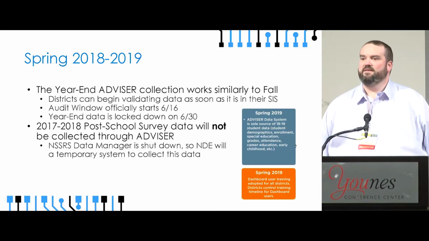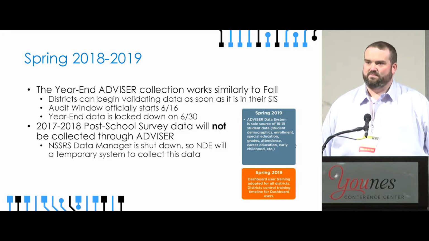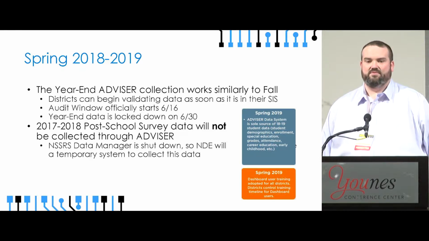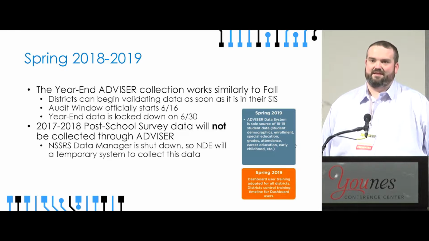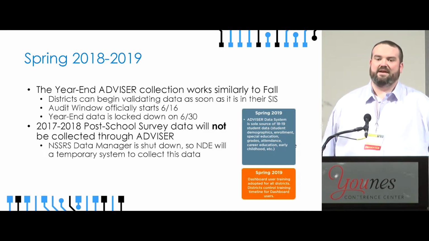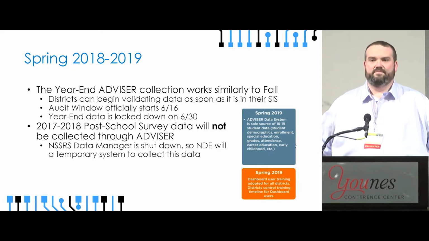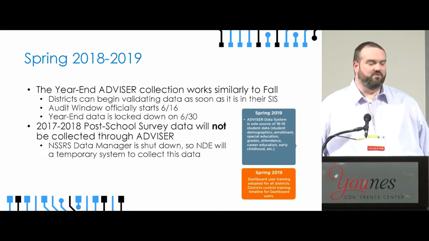So as we get to the end of spring next year, the year-end process will work very similar to the fall. There's an audit window. At the end of the audit window, we make another copy of your data and lock it down. You will be able to see that locked data through the Advisor validation site reports. We didn't have that set up for this year, but next year you'll be able to see specifically what does my data look like today, what does my data look like as of that locked data from October.